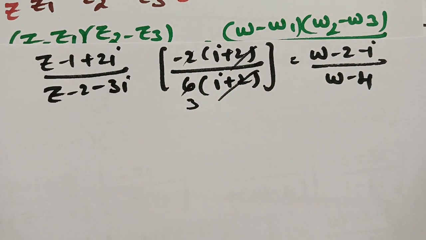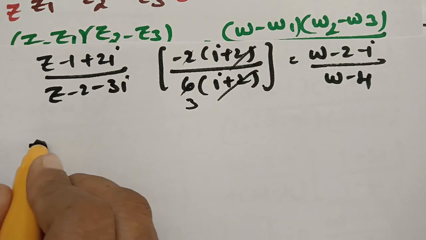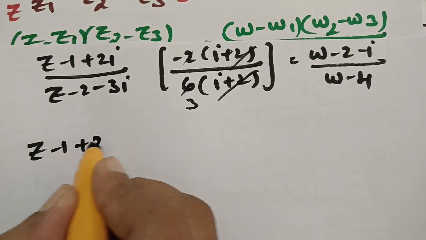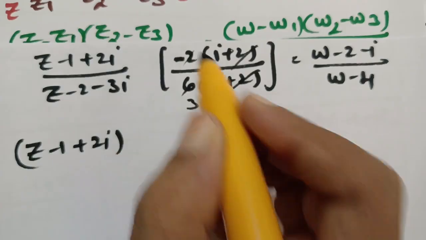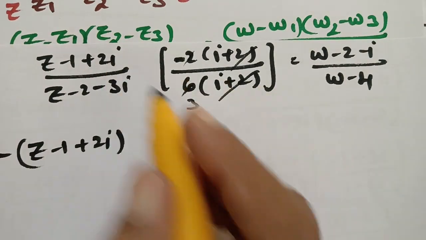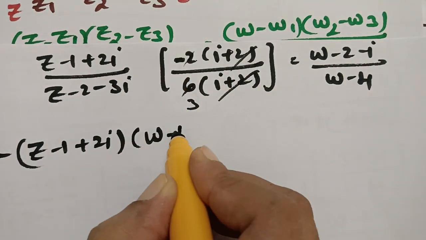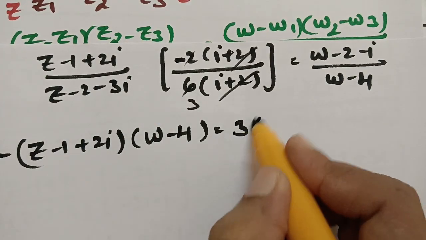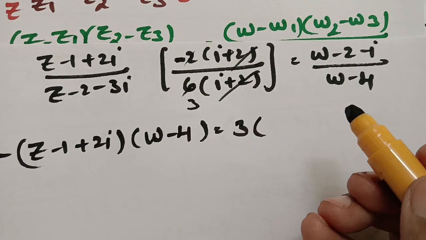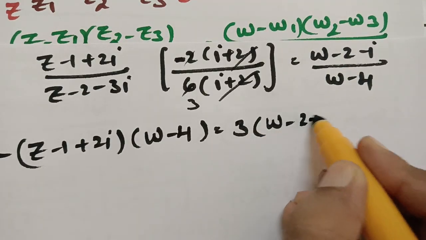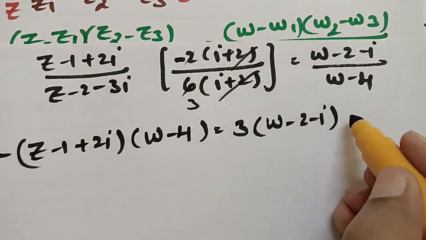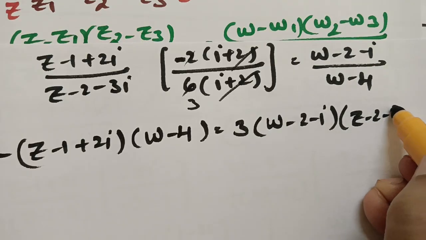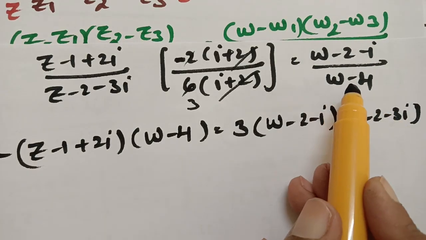So if I cross multiply, this will be, see here, this is z minus 1 plus 2i. So here there is one minus, I'm keeping minus here, and if I send, this will be w minus 4. And see this time, so this is 3 times of (w minus 2 minus i) into, if I send this one, (z minus 2 minus 3i). Clear? Is it not okay here?